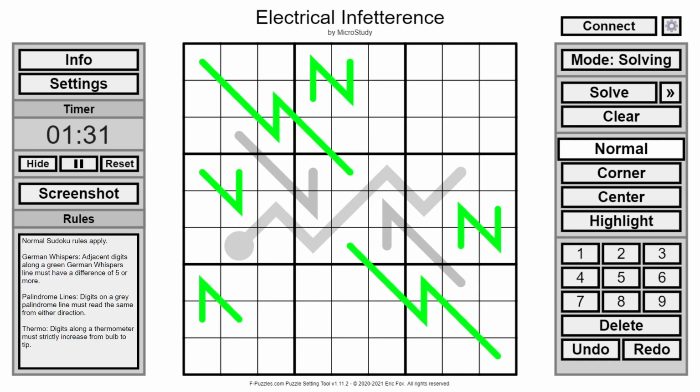This puzzle's called Electrical Infetterence by MicroStudy. I got it from the CTC community Discord, the Sudoku testing submissions channel. Let's take a look at the rules.